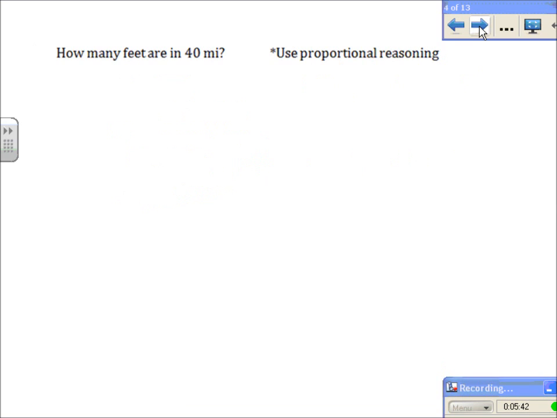In your notes, you're going to notice there at the top, it says use proportional reasoning. I'm going to use unit analysis. I'd like us to stick for now with one method. Okay, so we haven't talked about proportional reasoning. We're going to use unit analysis, which is just that what I want equals what I have times what I know. How many feet are in 40 miles?